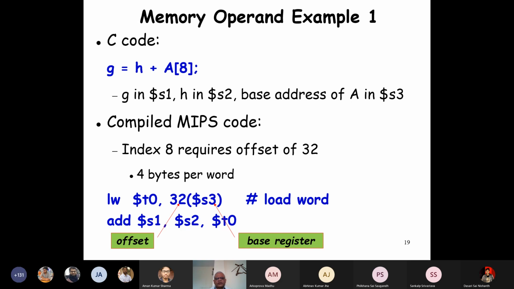So we need to do a bit of calculation. We know that it's the 8th element, and each element takes 4 bytes, so 32. The 8th element will be laid at location 32. And then we write this code here. Load word 32(S3) into T0, and then add that to H.